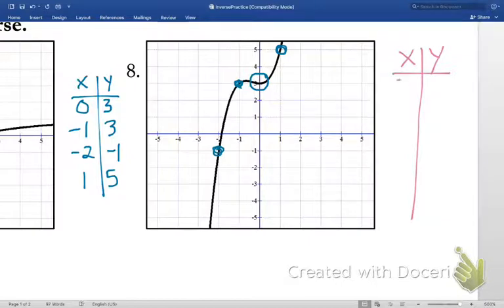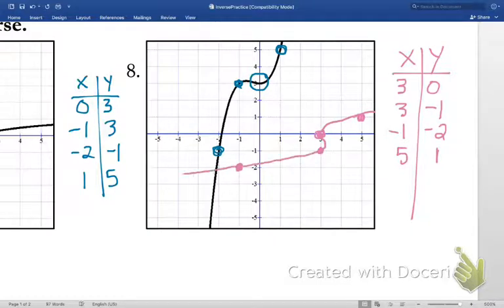Alright, so now we switch x and y. So I'd have 3, 0, 3, negative 1, negative 1, negative 2, and 5, 1. So I'm going to put each of those on the graph. There's 5, 1, 3, 0, 3, negative 1, and then negative 1, negative 2. So my curve comes down, does a little loop-de-loo, and then goes out. Again, if you're not sure how to connect the dots, just connect them in order. It may not look as pretty as the original, but it should always be a mirror reflection across the line y equals x.